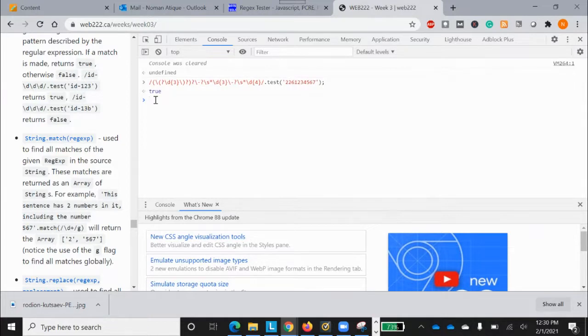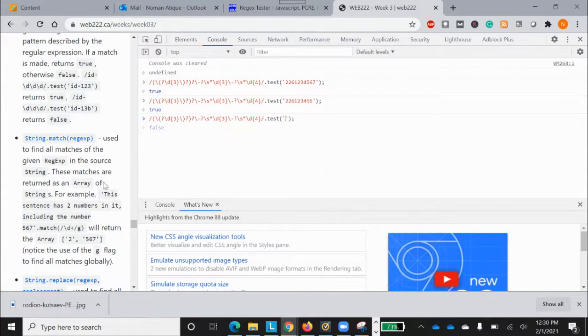If I just give a number which is not in this format, maybe there is one number missing, it should say false. Oh, why is it recognizing? Of course. Why? Because you remember that I just took out that 2 to 6 part, so it will be recognizing that.